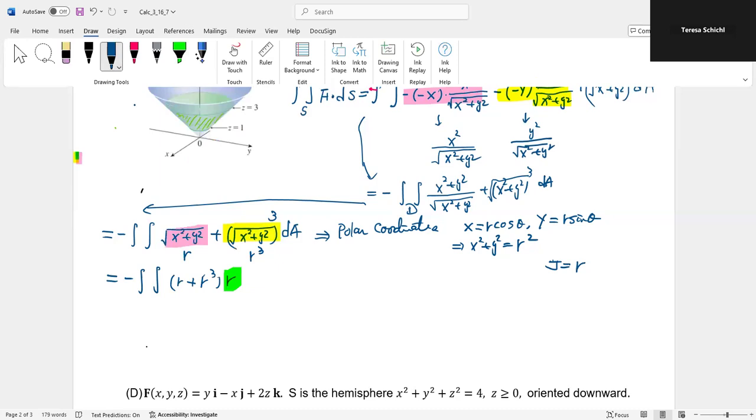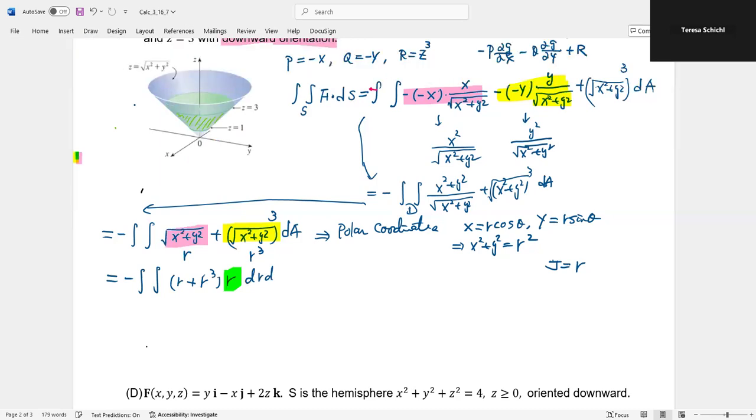Now I can say dr d theta, because this is the area. So r is from 1 to where? 1 to 3. Then theta is from 0 to what? It's 2 pi. So you can see this is negative, 0 to 2 pi, and then negative, 1 to 3. Then this will be r squared plus r to the fourth, dr d theta. So now it changed to a very, very easy integration.